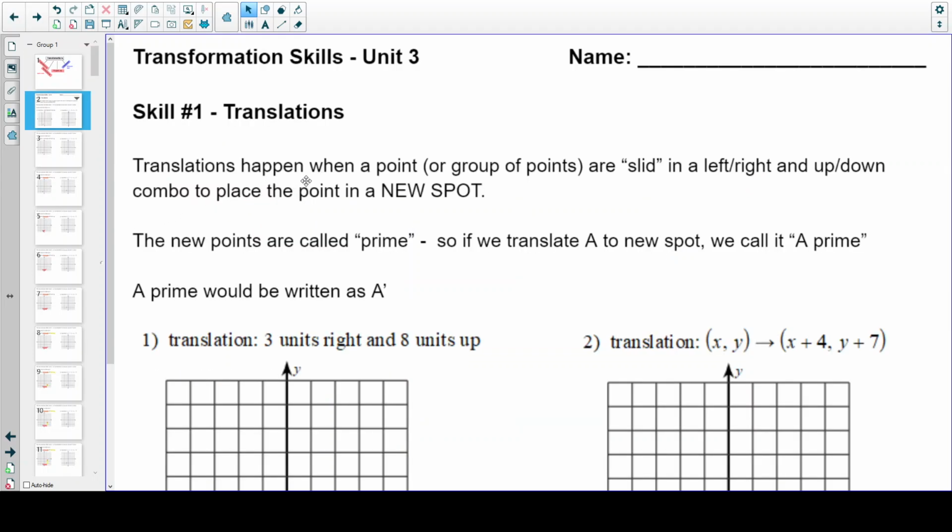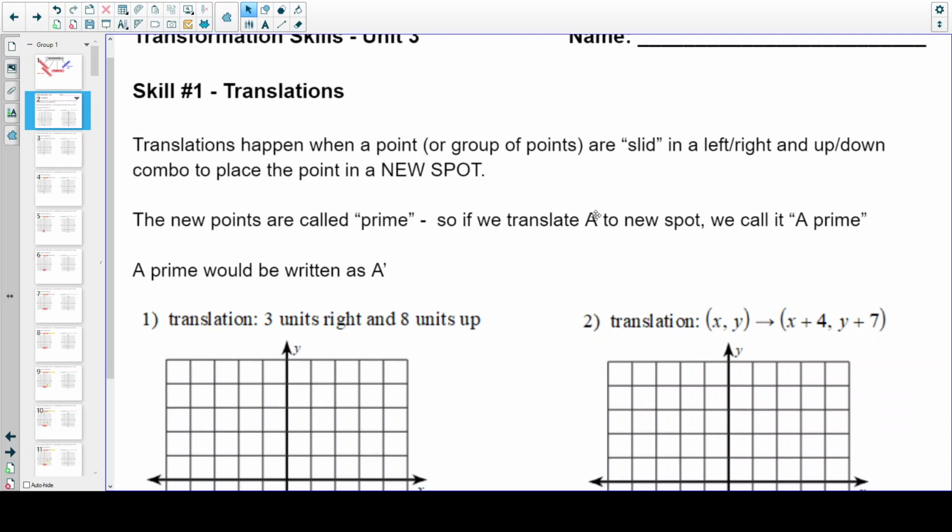Well, translations happen when a point or a group of points, like a shape, are slid across, and they can go left or right or up and down, any sort of combo like that. The new points are actually called a prime. So if we translated a point called point A and put it into the new spot, we're going to call it A prime, with a little apostrophe right next to it.